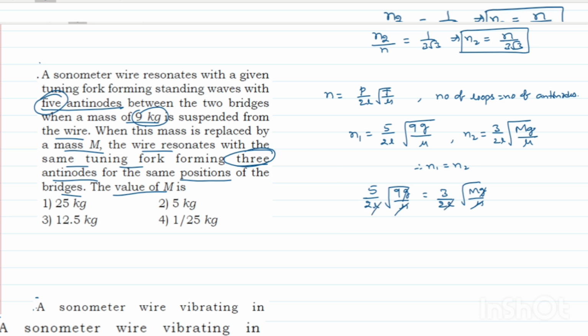And on this side you have to eliminate L, and just square on both sides, and the 2 also gets cancelled. Here 5 into root 9, which is 3, equals 3 into root m. So this 3 gets cancelled, so 5 will be equal to root m. So squaring, M equals 25 kg. So this is the mass you are suspending for getting the 3 antinodes.